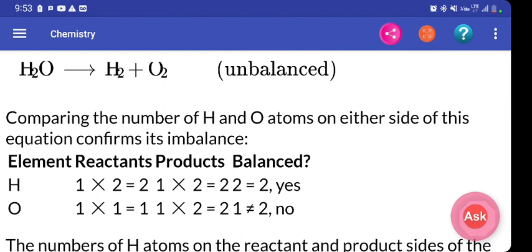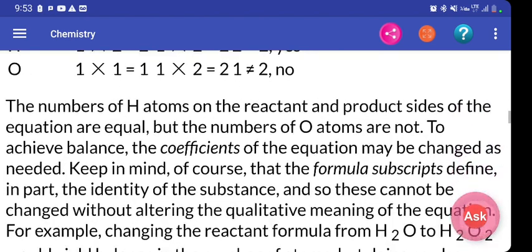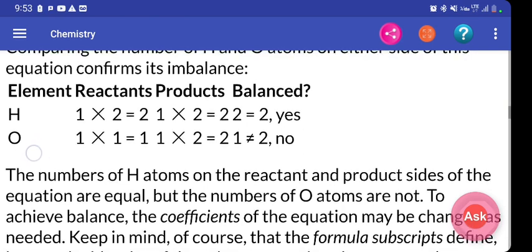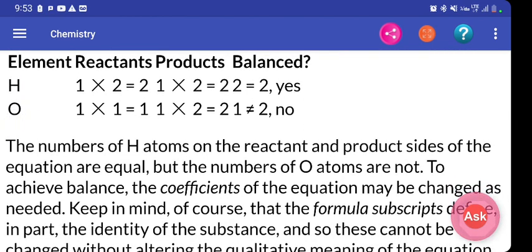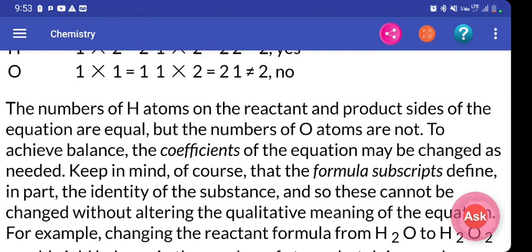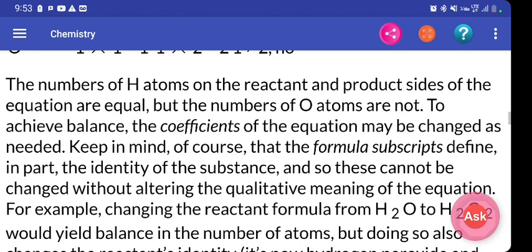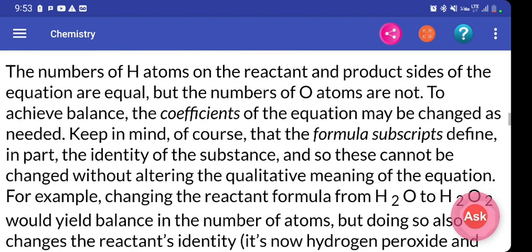Comparing the number of H and O atoms on either side of this equation confirms it's imbalanced. Elements, reactant, product, balanced. The number of H atoms on the reactant and product sides of the equation are equal, but the number of O atoms are not. To achieve a balance, the coefficients of the equation may be changed as needed.